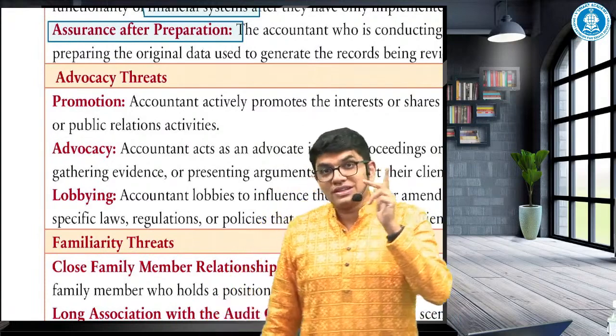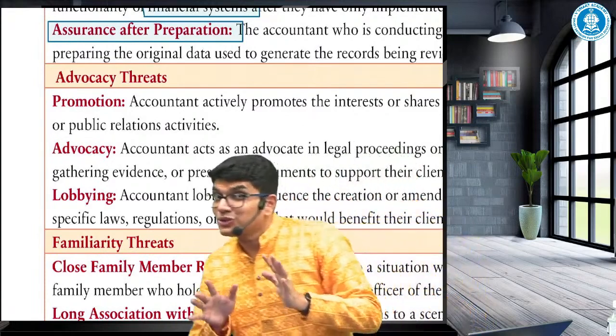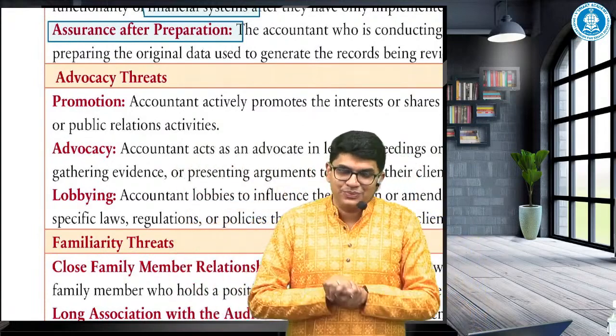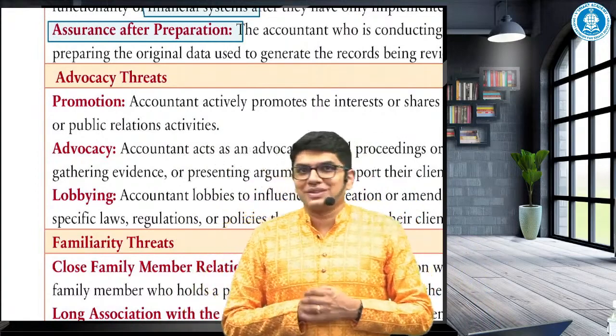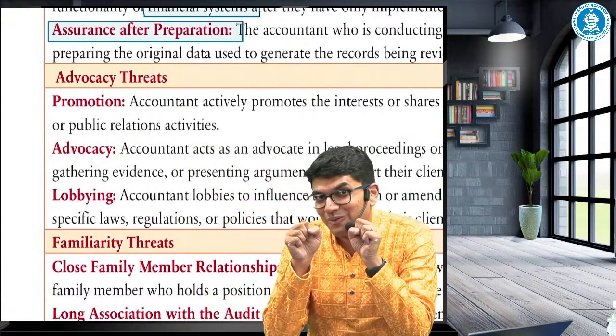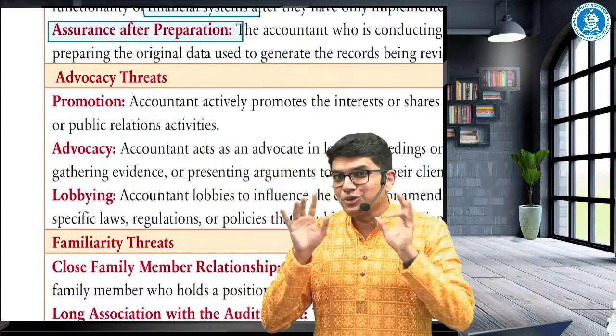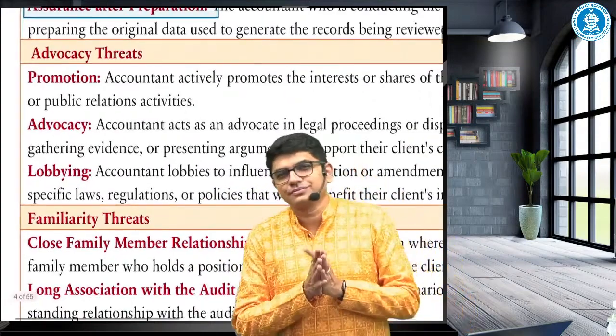Two before assignment, one for assignment, two during the assignment. Okay. Then there are two examples of self-review threat. And now advocacy.